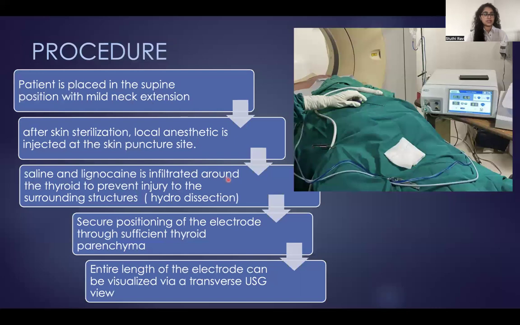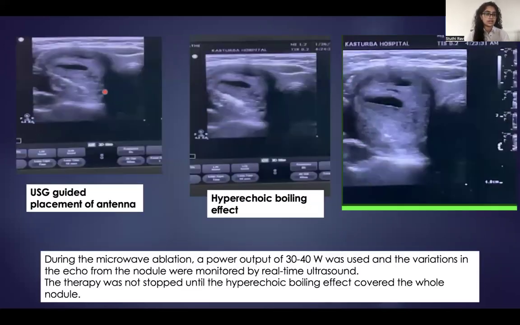So patient was placed in supine position with mild neck extension after skin sterilization and local anesthetic. Saline and lignocaine was infiltrated around the thyroid to prevent injury to the surrounding structures, which is called hydrodissection. Secure positioning of the electrode is done through sufficient thyroid parenchyma. The entire length of the electrode is visualized. Here we can see USG guided placement of the antenna within the thyroid lesion.